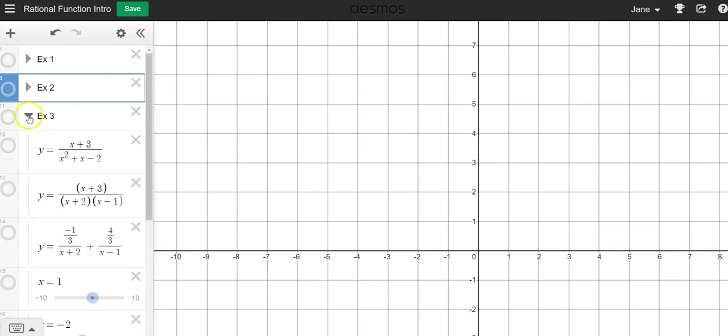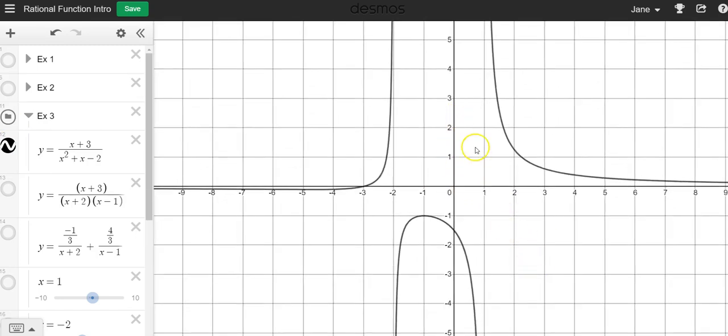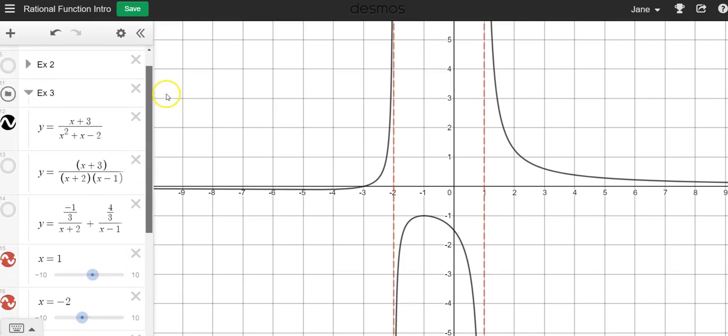Example 3, things start to get pretty interesting. Example 3 has a horizontal asymptote and two vertical asymptotes, and those are because there are 2 places where y is undefined. If we factor the denominator of this x plus 3 over x squared plus x minus 2, we see 2 factors, x plus 2 and x minus 1, in the denominator, meaning that -2 and +1 are both going to give us vertical asymptotes. Those are both places where y is undefined.